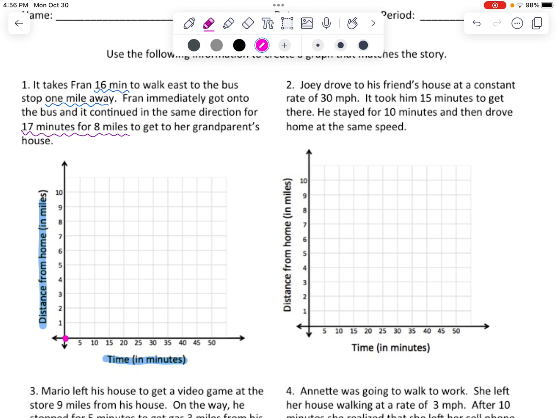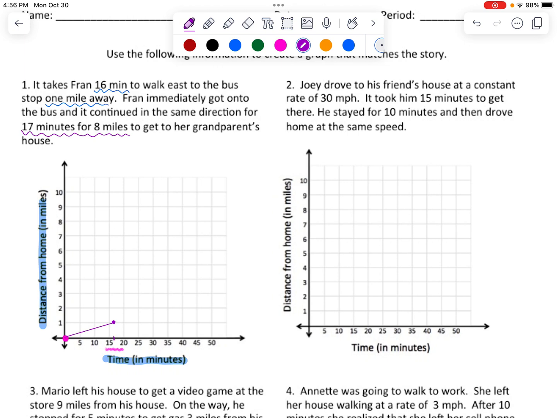Okay, and then they're telling us that after 16 minutes, she was 1 mile away. So 16, you're going to see is in between 15 and 20, right? So it's going to be just like here. I like to make a little tick mark, okay? And it doesn't have to be perfect, but you want to be as precise as possible. So after 16 minutes, she was 1 mile away. So you're going to put your dot and then draw a straight line as best as possible if you're using a ruler.